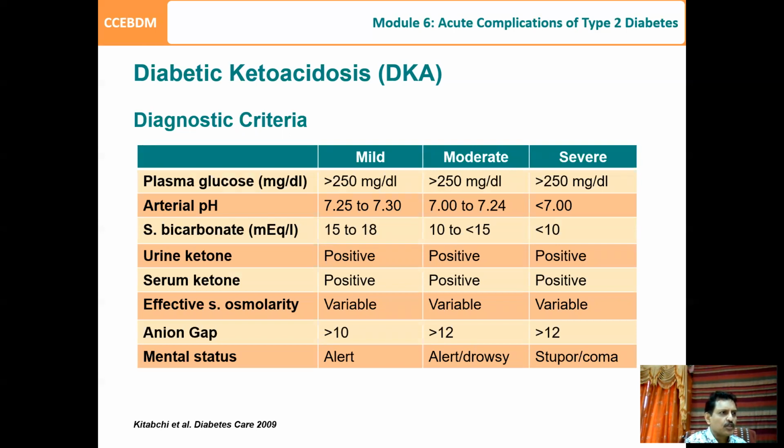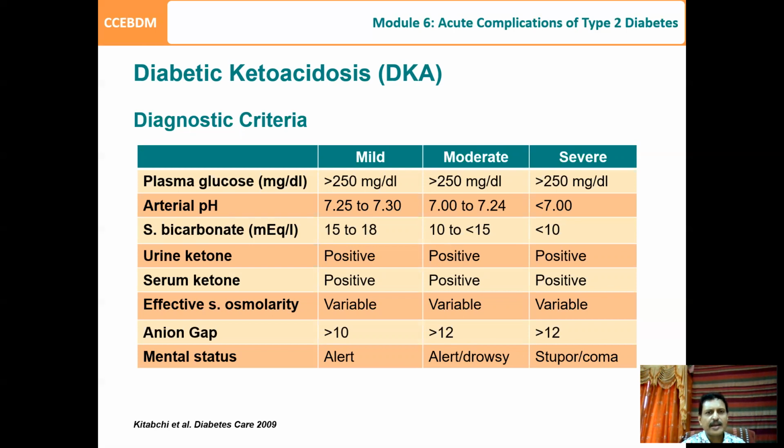Now let us have a look into the definition or criteria for making the diagnosis. As I have told you, in most situations the blood glucose level is more than 300, or at least more than 250 milligram per dl. And then you must have an arterial pH which is substantially low. In mild cases, it is less than 7.3. In moderate cases, it is up to 7. And in severe, when it goes below 7. So on the basis of the arterial pH, the mild, moderate, severe degree is usually defined.